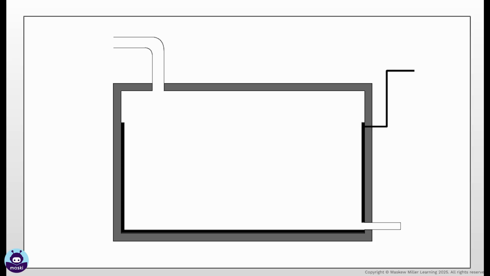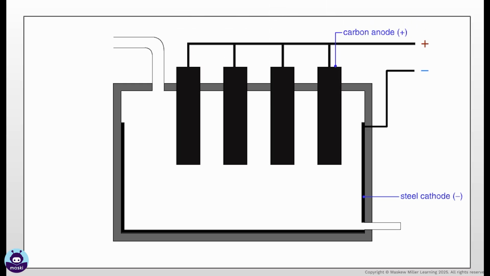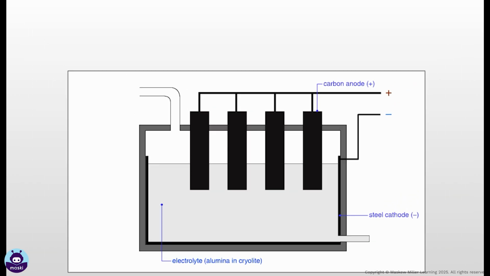The cell is lined with steel on the inside, which serves as the cathode. Carbon electrodes are lowered into the cell and act as the anodes. The electrolyte is not an aqueous solution, but rather molten alumina. In fact, alumina has a high melting point of about 2000 degrees Celsius, and therefore it is dissolved in cryolite, which lowers the melting point to 1000 degrees Celsius. The electrolyte needs to be kept molten throughout the process.